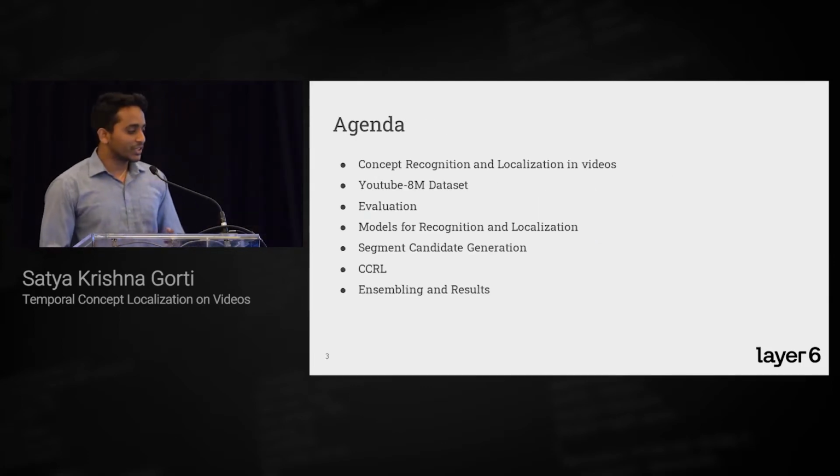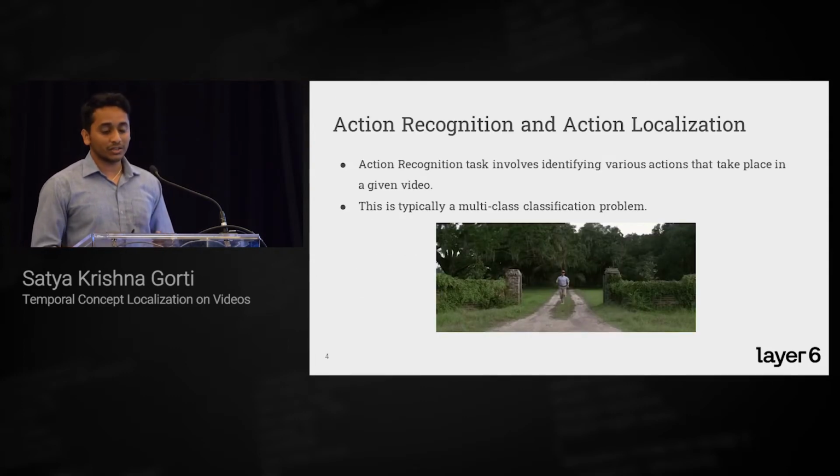All right, so let's first get into the task at hand. What is recognition and localization? Action recognition involves basically identifying all the action classes that occur in a video sequence. A video is obviously quite long. There can be multiple actions that take place. So this is typically a multi-class classification problem.